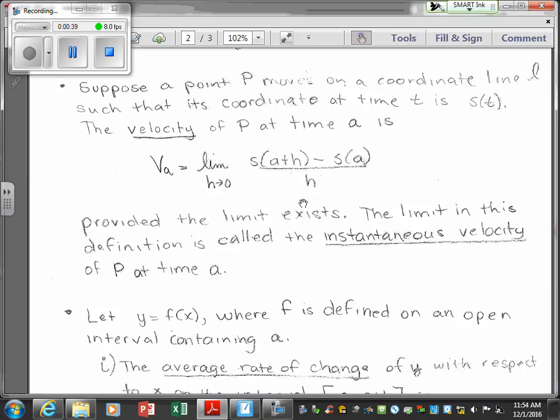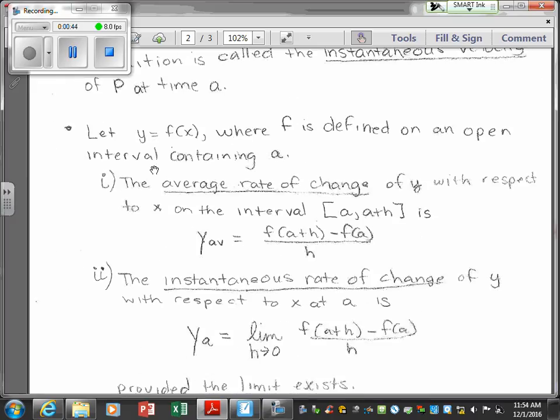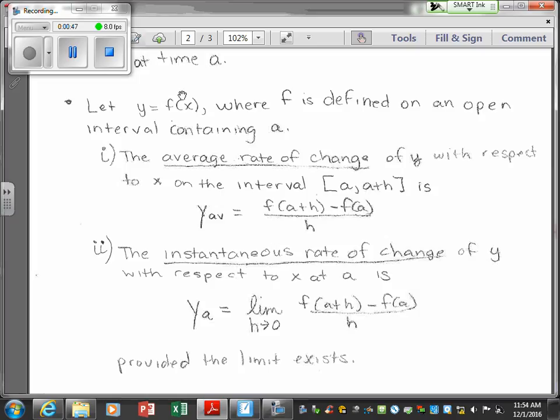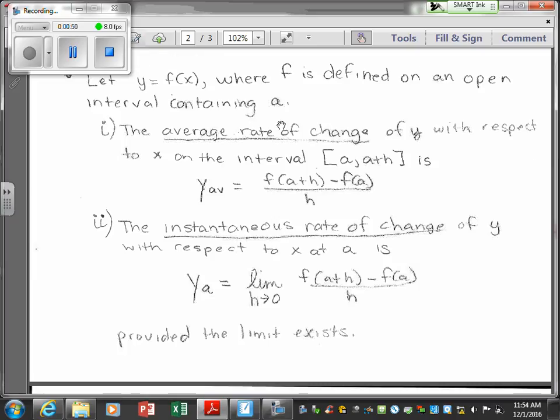So this is similar to what we were just looking for, but this time we're going to talk about it in terms of velocity. And then we have a function that's defined on an open interval, the average rate of change of y with respect to x on some given interval. So this time we're looking at an interval a plus h. It's defined here, and the instantaneous rate of change is going to be defined by taking the limit of that, provided the limit exists. Okay, so let's see some examples that we'll work using these definitions and applications.